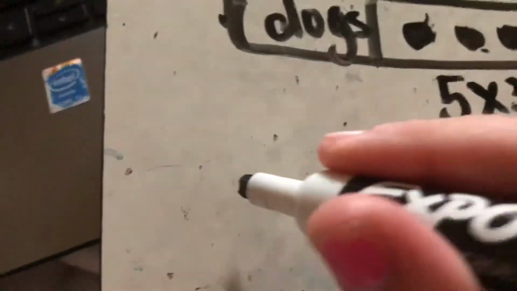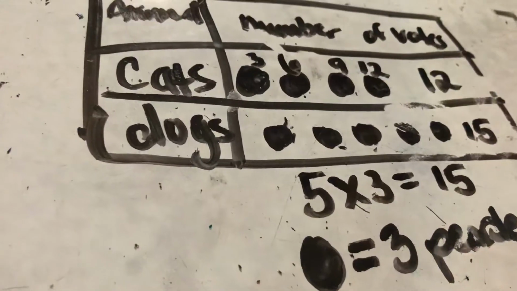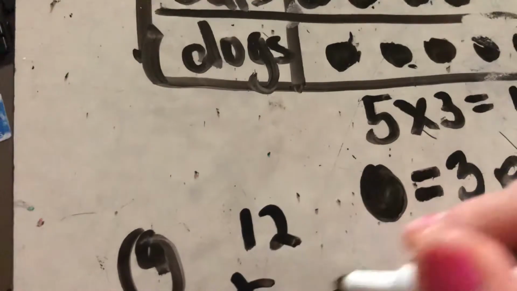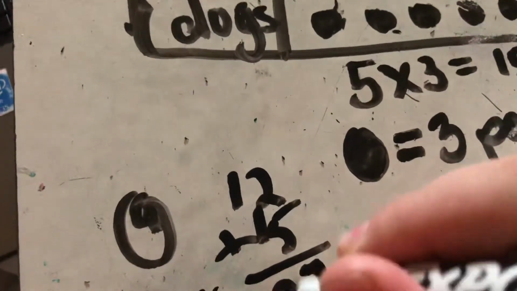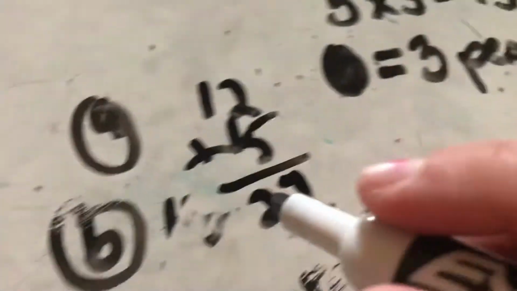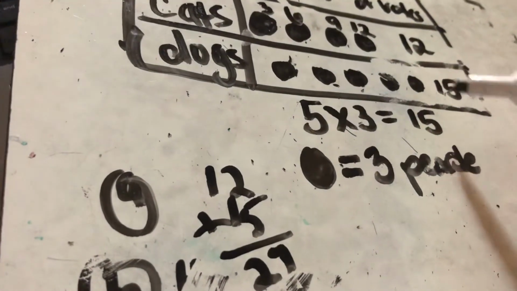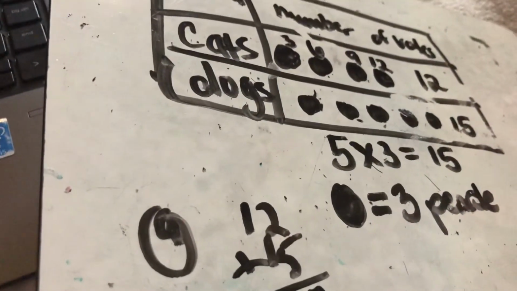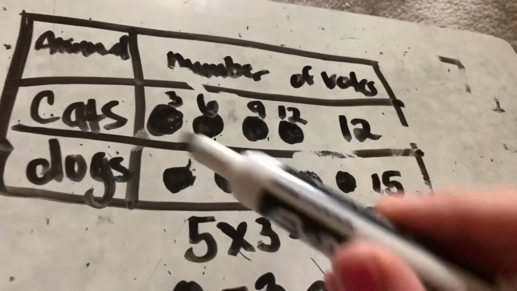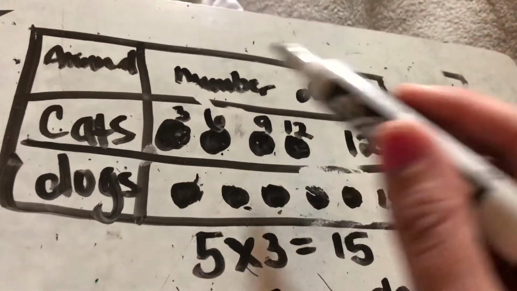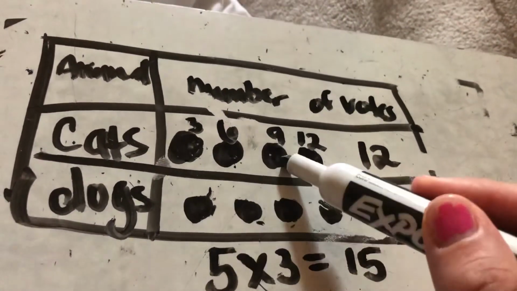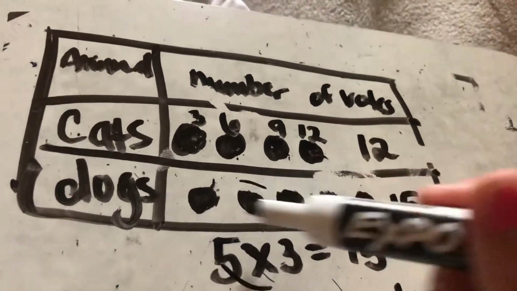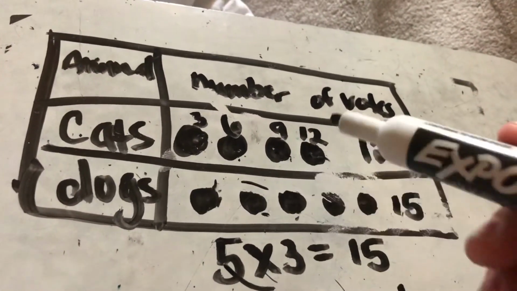Now, if you had a question that said how many people altogether voted, you would add 12 plus 15, 27 people altogether. And if B asked how many more people voted for dogs or cats, you would take 15, you're finding a difference, 15 minus 12. The most important part to take away is that sometimes the mark in your data collection doesn't always equal just one person. So you might have to use skip counting or multiplication to get the total number of votes or the total number of people surveyed.